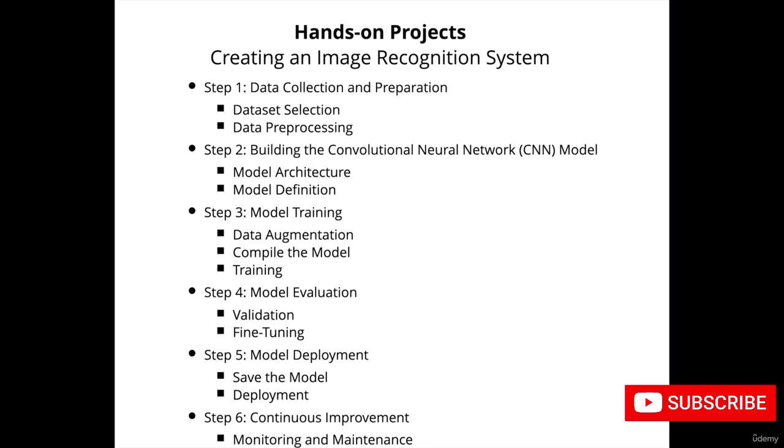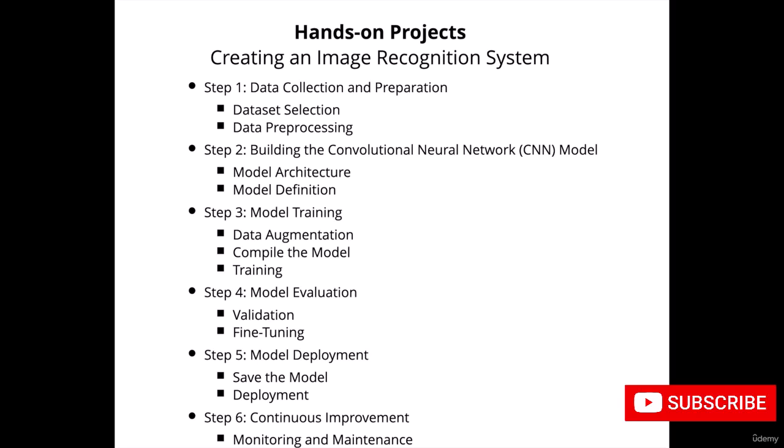Next, compile the model. Compile the CNN model by specifying the loss function, optimizer, and evaluation metrics. Next, training. Train the CNN model on the training dataset using TensorFlow's fit function. Monitor training progress using callbacks like model checkpoint and early stopping. And step 4 is model evaluation. Validation: evaluate the trained model's performance on the validation dataset using metrics like accuracy, precision, recall, and F1 score. Fine-tuning: fine-tune the model architecture and hyperparameters based on validation performance to optimize model performance.